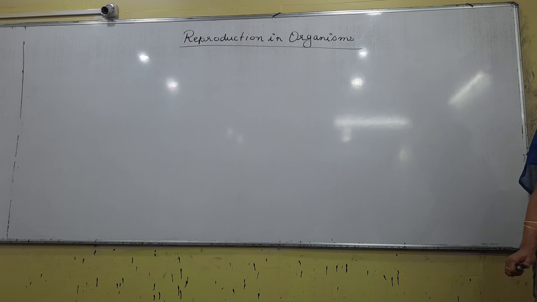Is it clear? Next, fragmentation. Seen again, what is important is the examples. After fragmentation we have regeneration. NCERT gives examples which we will read, but as far as the PDF is concerned we have given something extra: two more words related with regeneration, epimorphosis and morphallaxis. Regeneration is of two types, epimorphosis and morphallaxis.